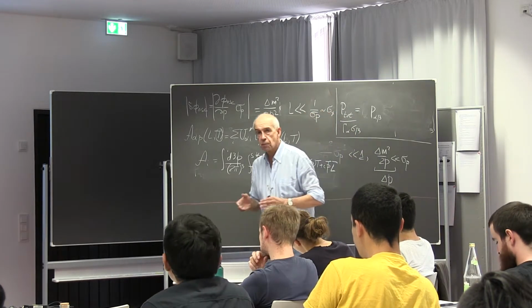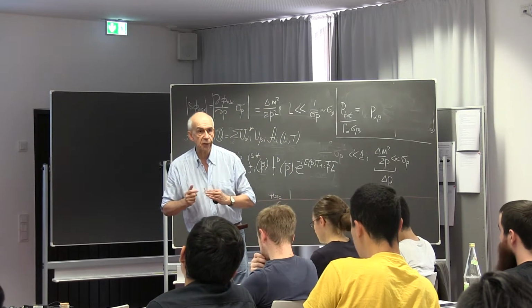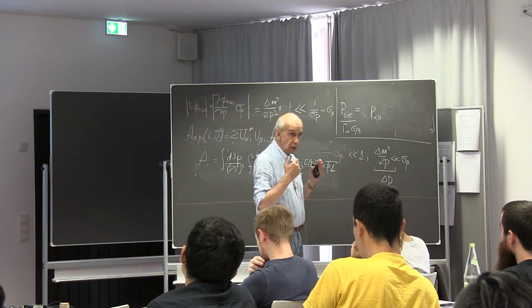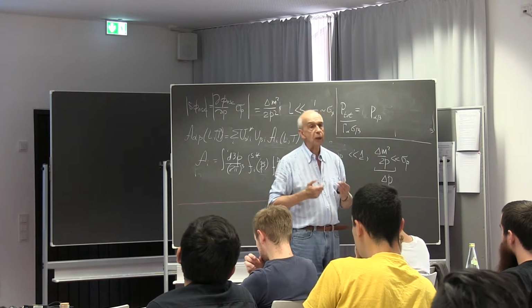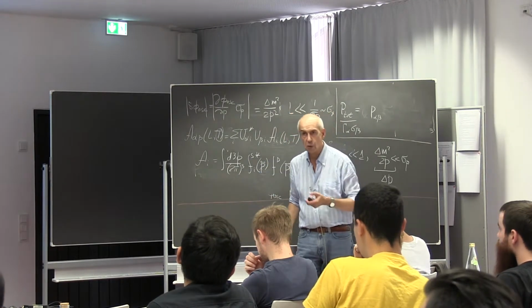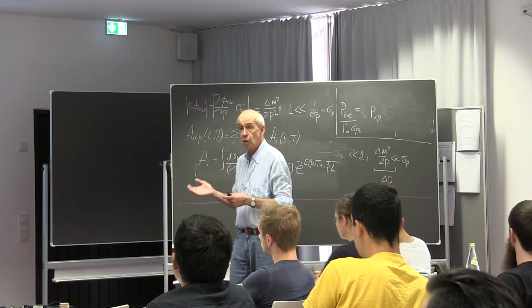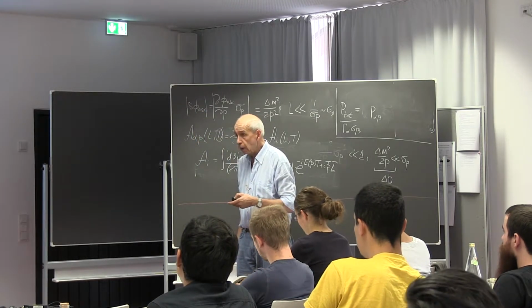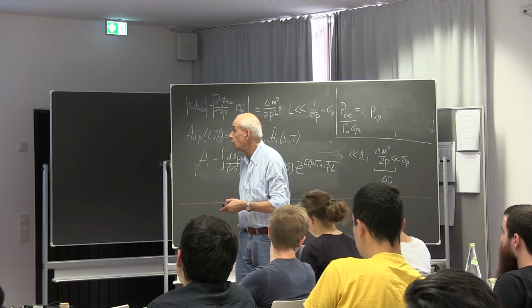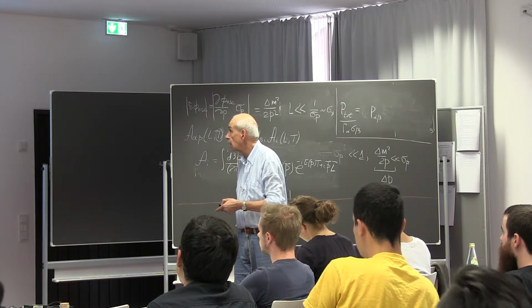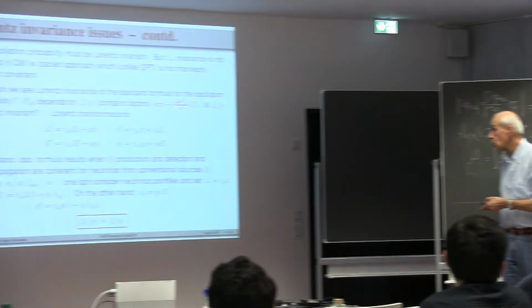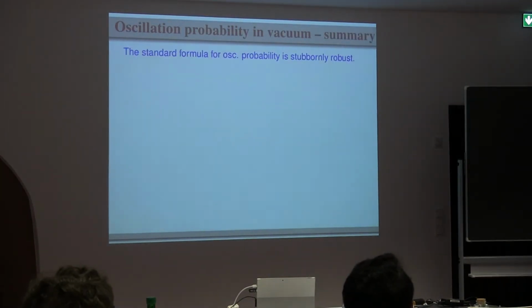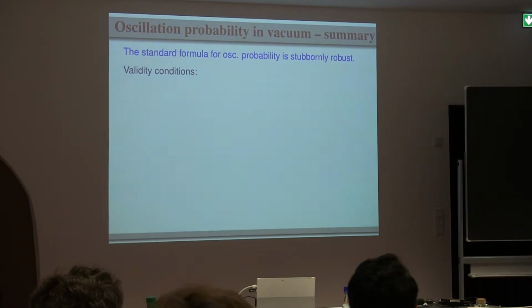The coherence conditions put upper limits on the neutrino mass square differences, and they are so small that in all practical situations, we deal with coherent superpositions of produced and detected neutrinos, except for neutrinos of astrophysical origin, as I said. Okay. Moreover, let me skip all this stuff. I don't have time to discuss Lorentz invariance of the oscillation probability. So, as I said, the standard formula is stubbornly robust. It's very difficult to find a situation in which it doesn't work.